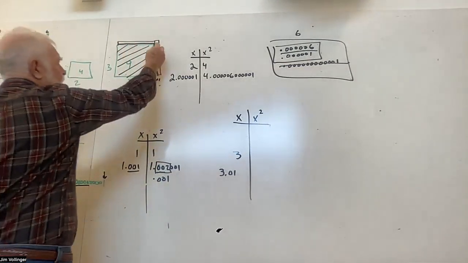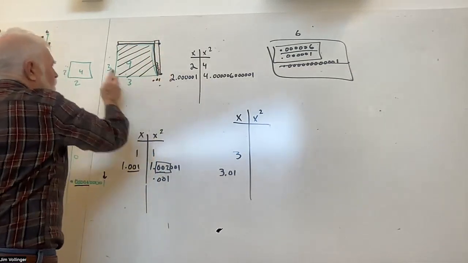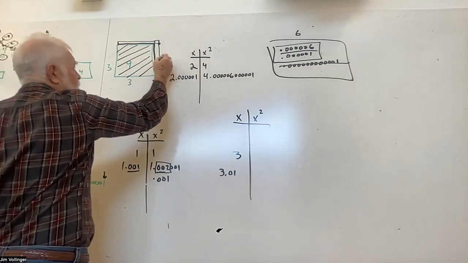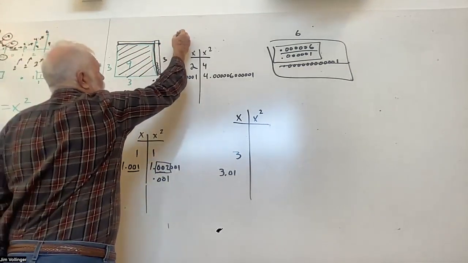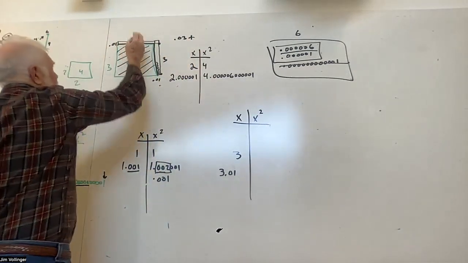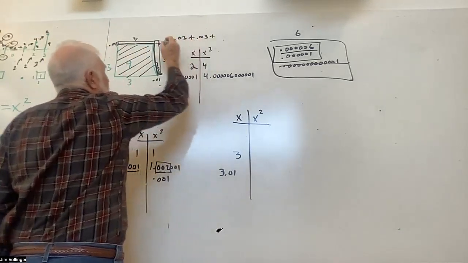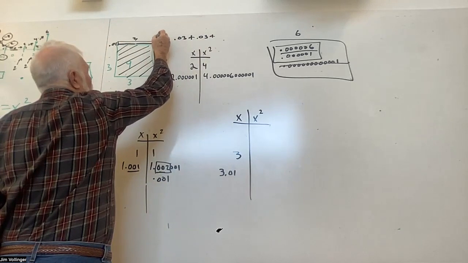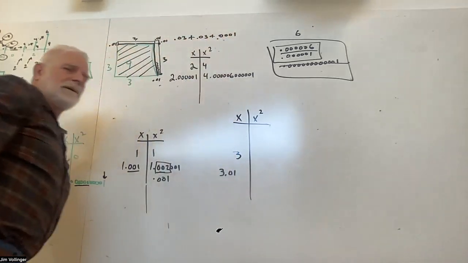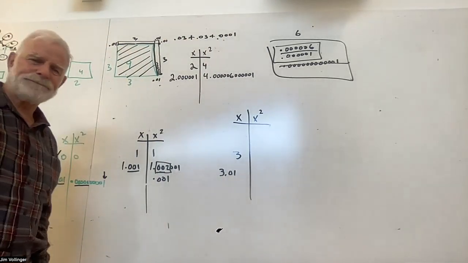The accumulation of area here is coming from 0.01 times this side length. That's 3, so that gets me 0.03. The same thing is happening over here. 0.01 times 0.03, and then we have 0.01 times 0.01. That's where we're getting those lengthy decimals at the end, the tail end of this calculation.